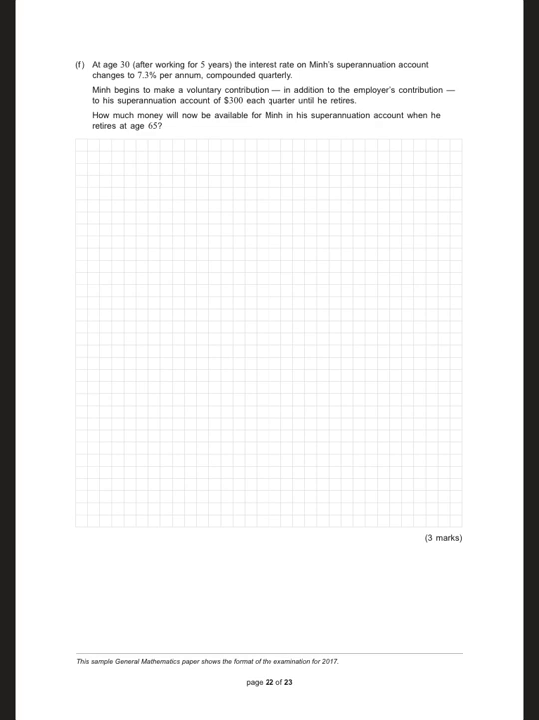At age 30, after working for 5 years, the interest rate in his super account changes to 7.3%. Min begins to make a voluntary contribution by himself of $300 per quarter. How much money is going to be in the account when he retires at age 65? This is tricky because of the first 5 years, so you need to be vigilant. You need to do those separately because the interest rate changes. Whenever there is a change in the conditions of a loan or an investment, you need to split up the TVM solver.